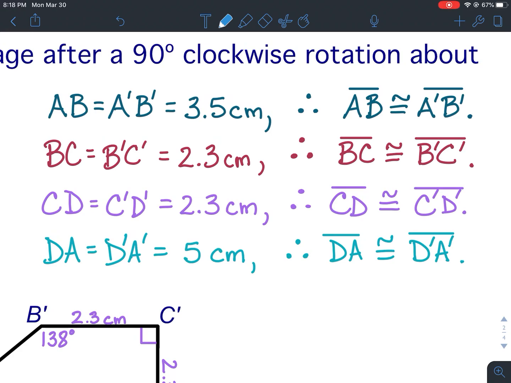The length of DA equals the length of D prime, A prime, which equals 5 centimeters. Therefore, DA is congruent to D prime, A prime. You could have also written this as AD: the length of AD equals the length of A prime, D prime, which equals 5 centimeters. Therefore, AD is congruent to A prime, D prime. It doesn't matter which way you write that. Okay, so go ahead, pause your video, and write all those down.